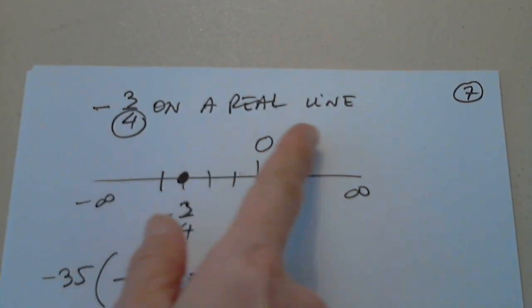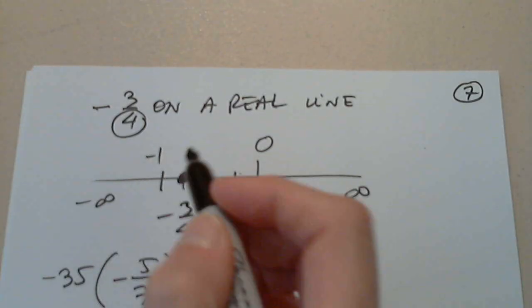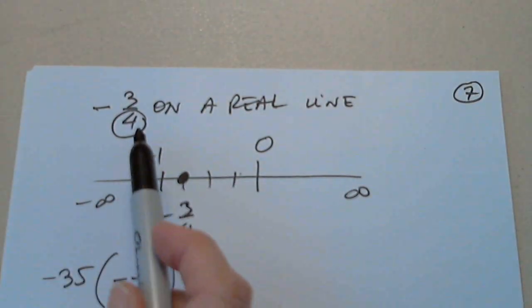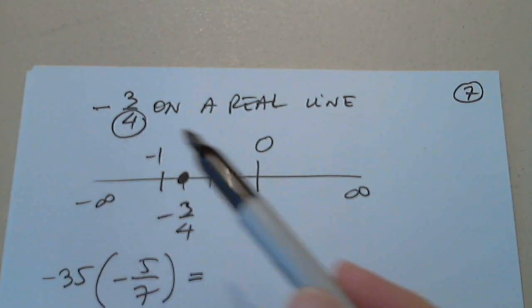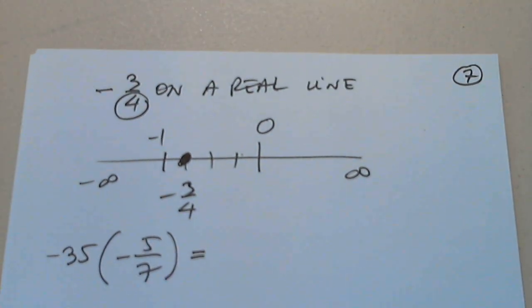So negative 3/4 on a real line: we divide the unit, so this is -1. We divide the unit to the other side, to the negative side, into 4 equal parts. Why 4? Because the denominator is 4, and then we choose 3 of those. And this is negative 3/4.